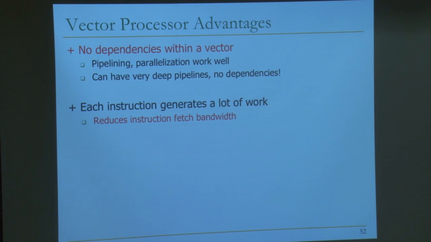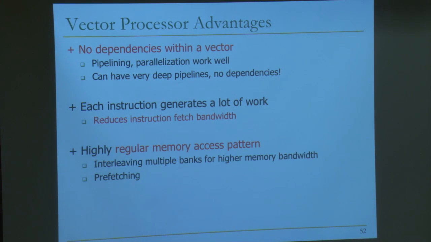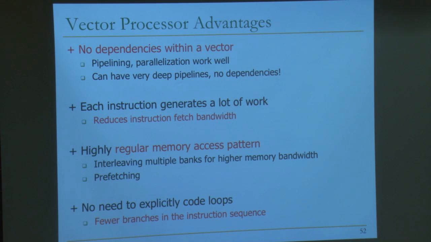Each instruction generates a lot of work, assuming you have a nice vector length. Basically, you're amortizing the cost of instruction fetch over many data elements. You fetch one instruction and do lots of things. And we'll see that with an example. You have a regular memory access pattern, and we'll see this also. And you don't need to explicitly code the loops anymore. There are fewer branches in the instruction sequence.